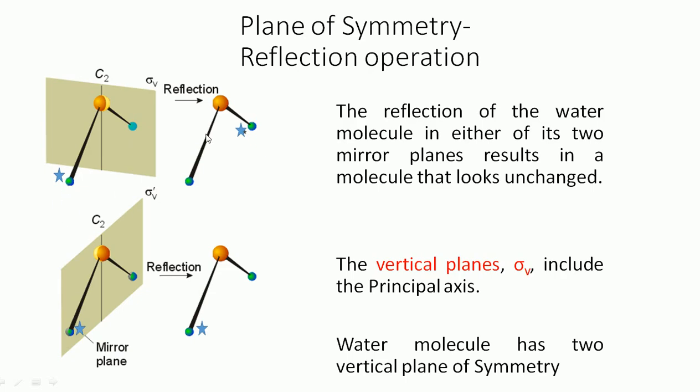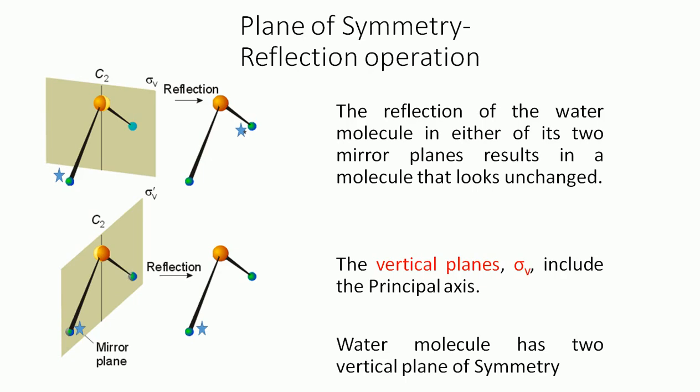So you get a new image, and these two images are indistinguishable. So you can say that this is a plane of symmetry, or we have performed a reflection operation. We can also see another plane of symmetry in the same water molecule.